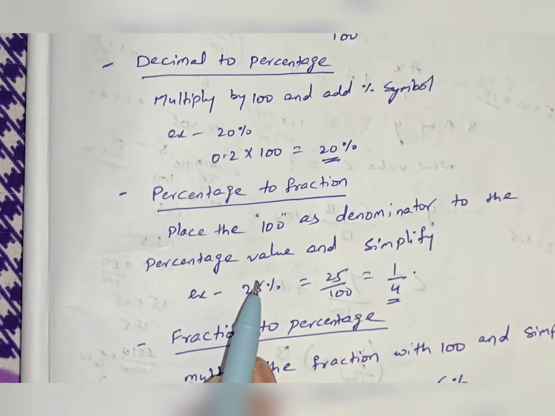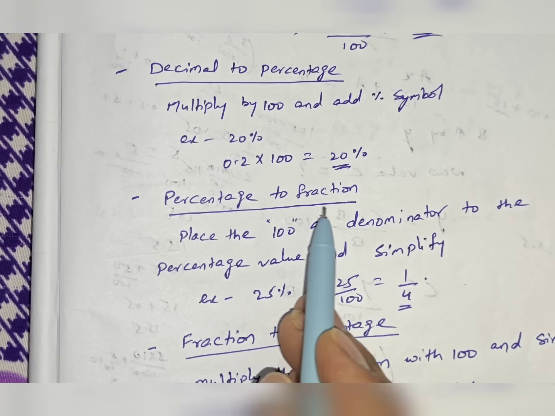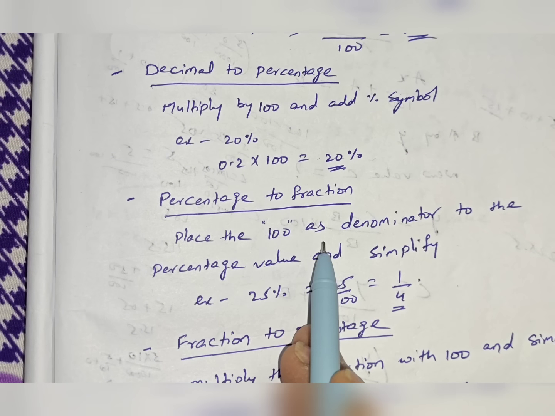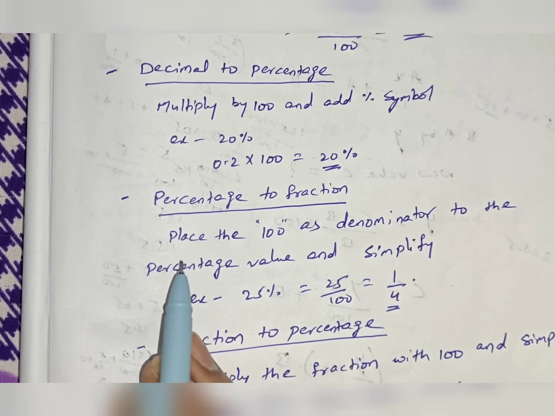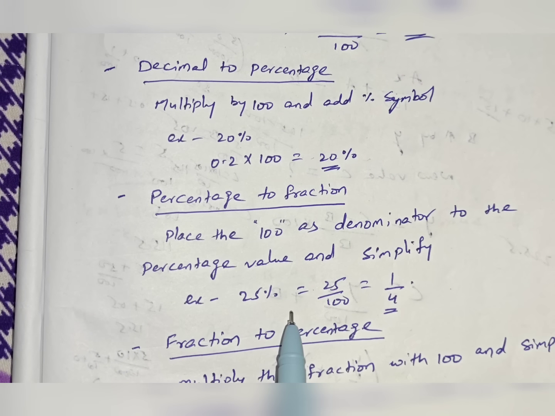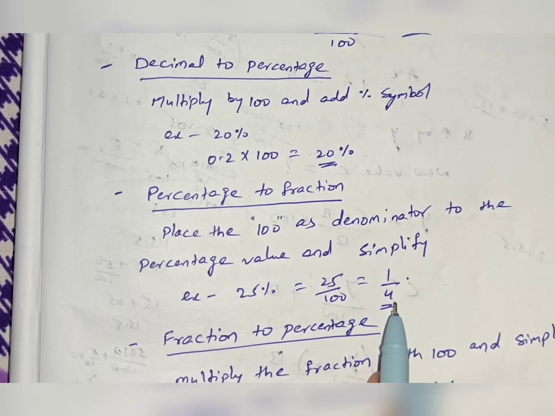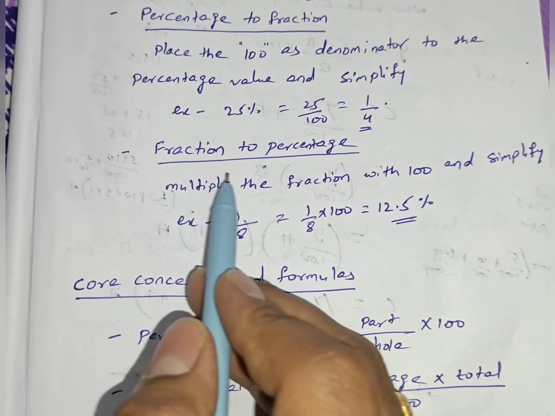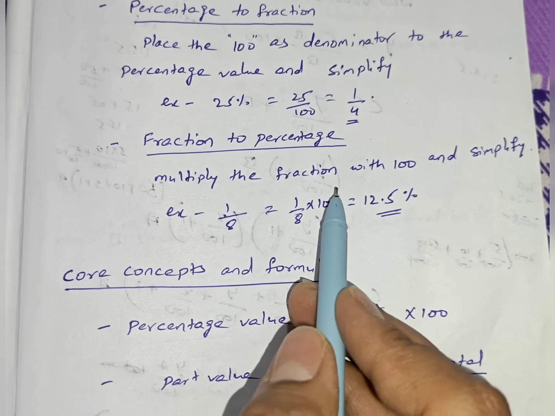Percentage to fraction. Place the 100 as the denominator to the percentage value and then simplify. By doing so, 25% is 1 by 4. And fraction to percentage calculation. Multiply the fraction with 100 and simplify. Here it comes to 12.5.